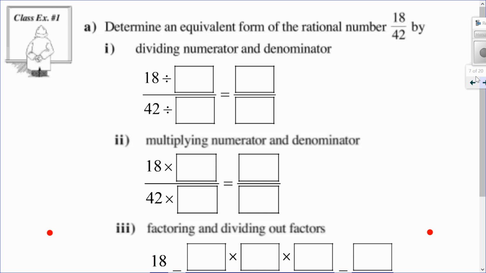So let's try to create some equivalent fractions. If I have 18 over 42, I want to create an equivalent fraction by dividing numerator and denominator. I can divide it by anything at all. Let's say I divide it by 2 because they're both even numbers. So 18 divided by 2 is 9 and 42 divided by 2 is 21. These two fractions are equivalent, not equal, equivalent, meaning that they have the same numeric value, they just look different.